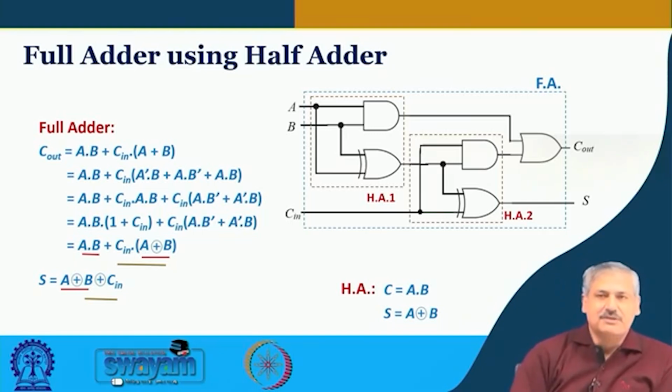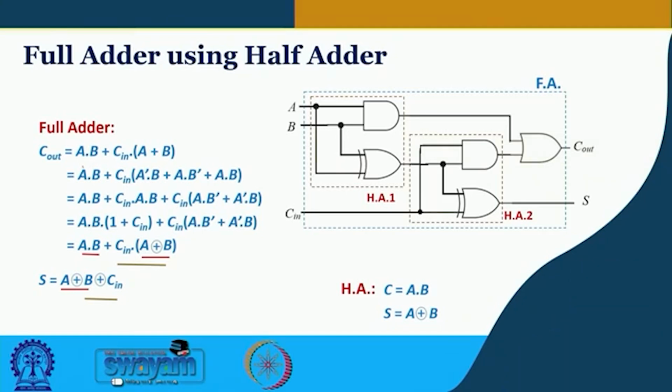For carry out, this is the basic equation, and we can write it in this form also. C in has been taken common, so C in times (A plus B). This is an OR operation, and it includes all the min terms except A prime B prime. So, when A and B both are 0, only then the OR output is 0, otherwise the OR output is 1 for all other 3 combinations.